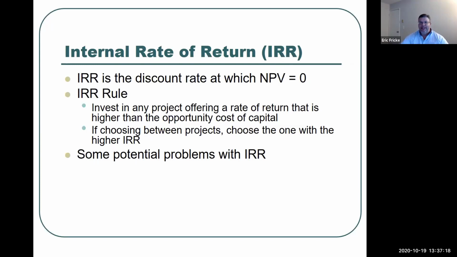IRR stands for internal rate of return, and it is related to NPV. IRR is the discount rate that makes NPV equal to 0. That's interesting, huh? And so there's a couple rules we have for IRR. You invest in any project that offers a rate of return that is higher than your opportunity cost of capital or your discount rate. And if you have to choose between projects, choose the one with the higher IRR. But there are some problems with IRR that make NPV preferred.